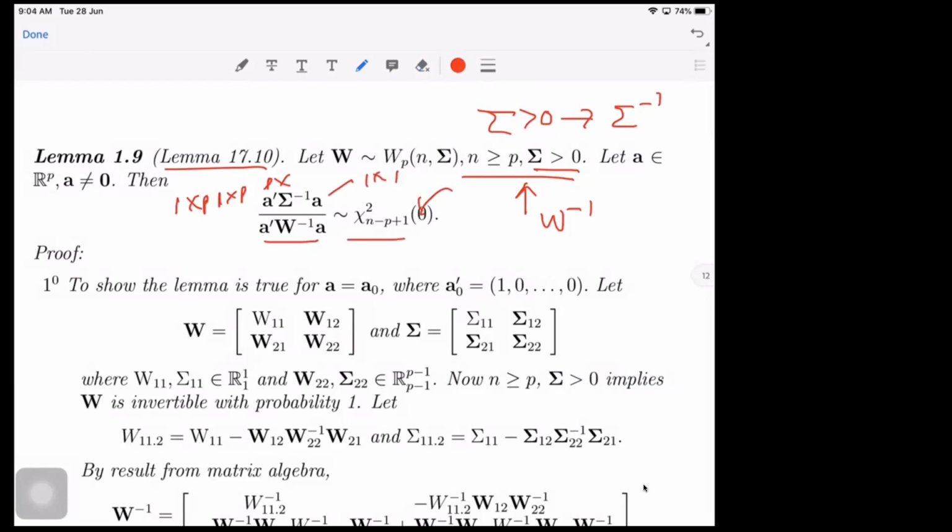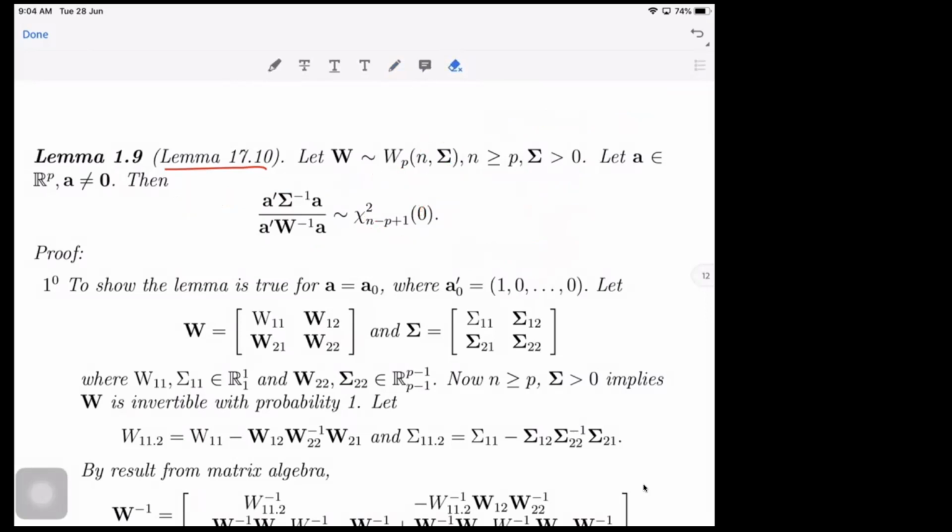So n will be for your number of cases, and then minus p. Actually, it's n minus p minus 1, no? So p minus 1. That is your degrees of freedom, n minus p minus 1. Because there are two parameters here, you have to correct it by minus 1. So that's why it's n minus p plus 1. So the ratio of these two will be chi-square distributed.